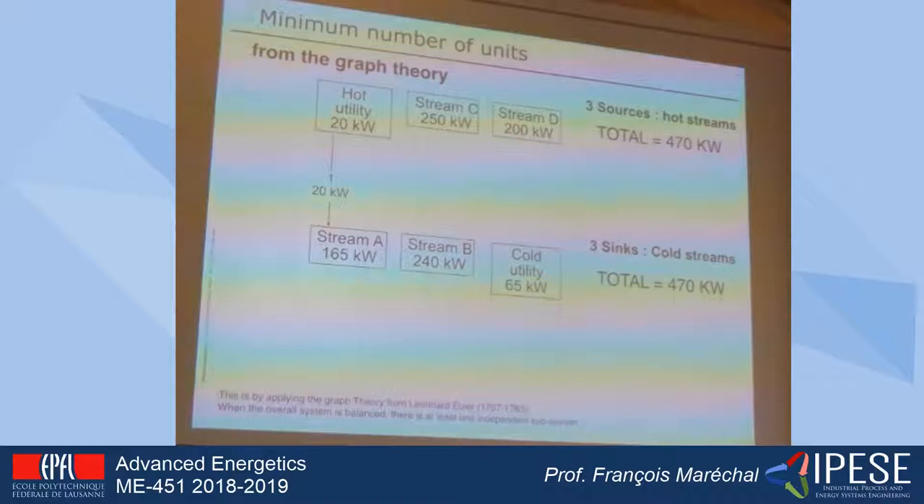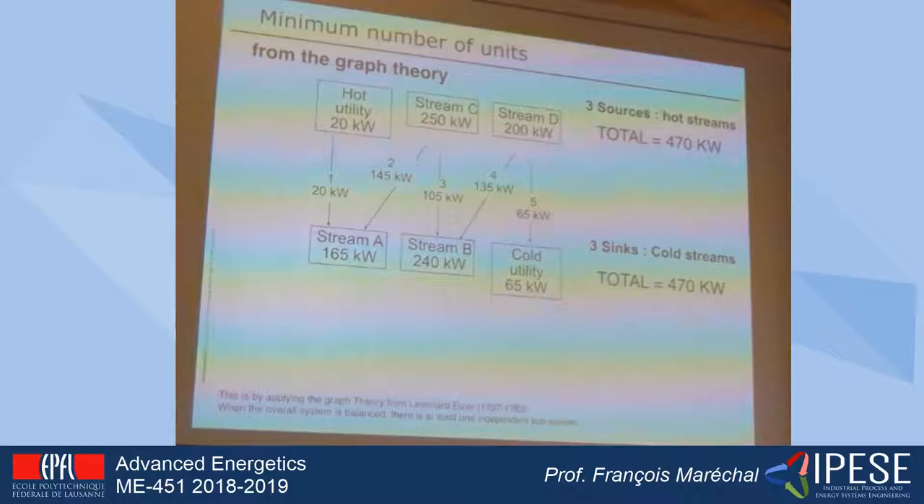Okay? So what I'm going to do now is that I'm going to connect, for example, the hot utility to this stream here, and then it means that I will be missing 145 here. The 145 I'm going to take it out of this one, which means that now I will have a remaining 105 that I can give to stream B, and then I can continue like this.